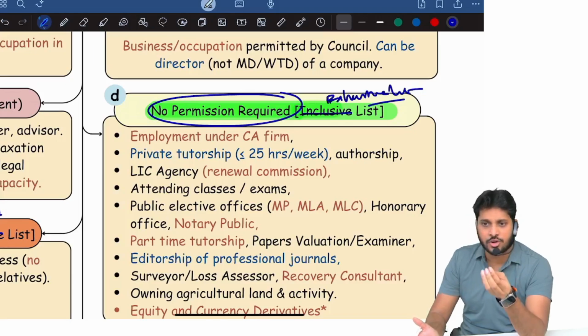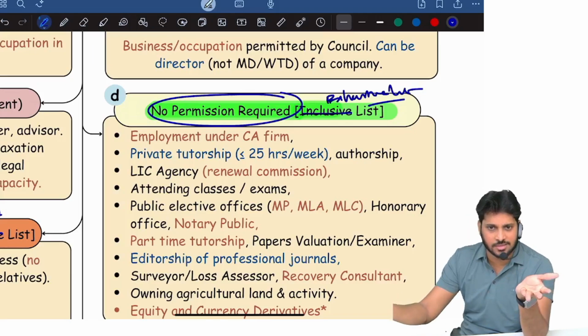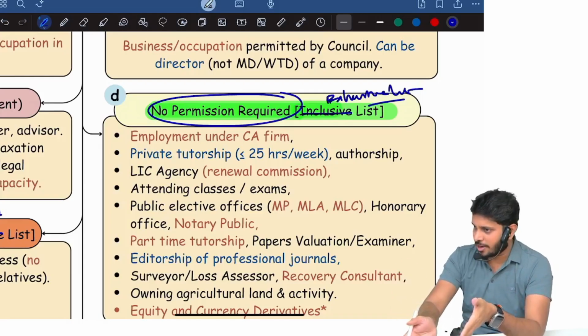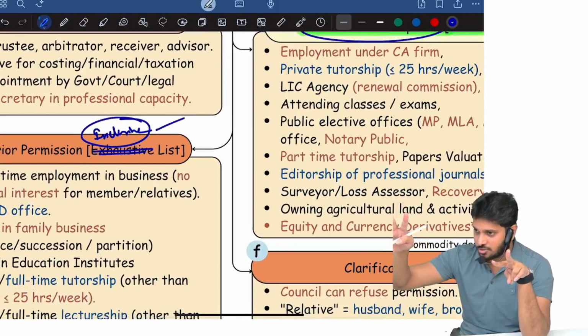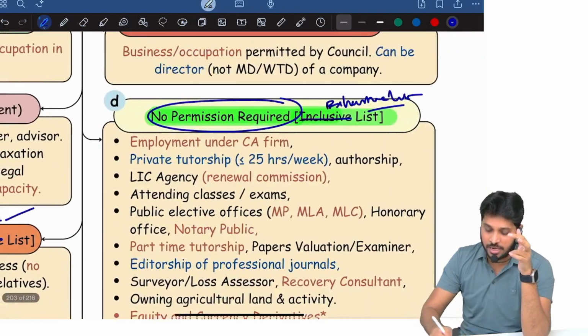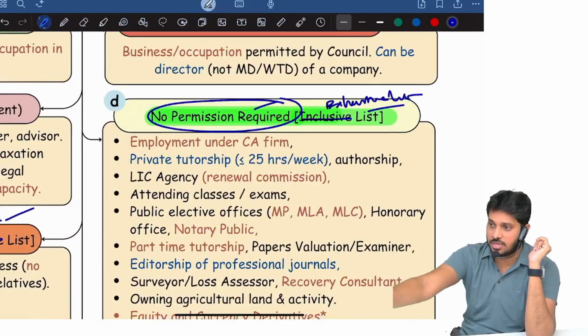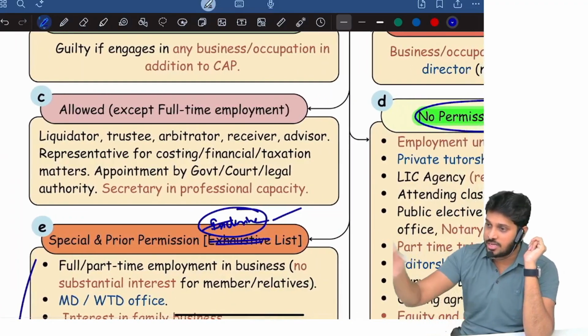See, where you don't require permission, if that is told, in all other cases permission is automatically required. Yes or no? But they created confusion by giving two separate lists. That's why I gave this meaning: the no-permission-required list is an exhaustive list, and the special-permission-required list is an inclusive list.